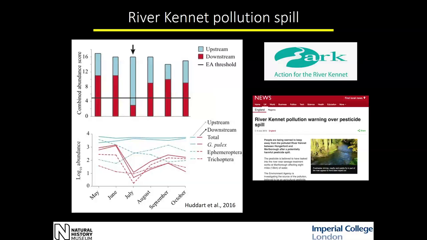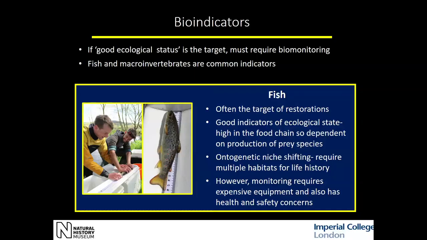The River Kennet provides a really good example of this. So you can see that they breached the threshold level here. I think this is the EA threshold. And it initiated a response. And because they had before data, they could do a before, after, control, impact investigation of the recovery. So in a sense, citizen scientists are already using BACI approaches to monitor water quality.